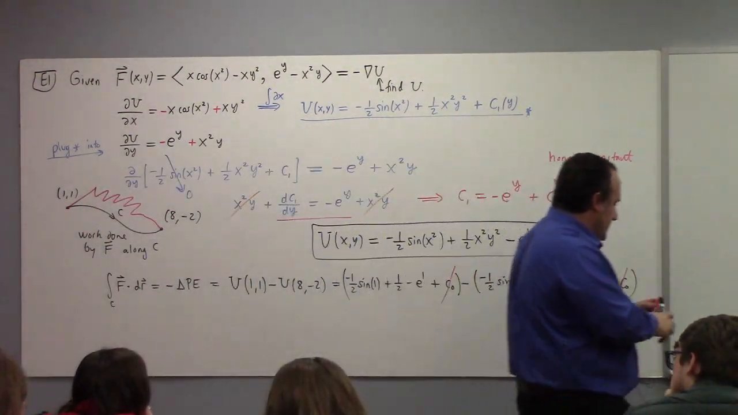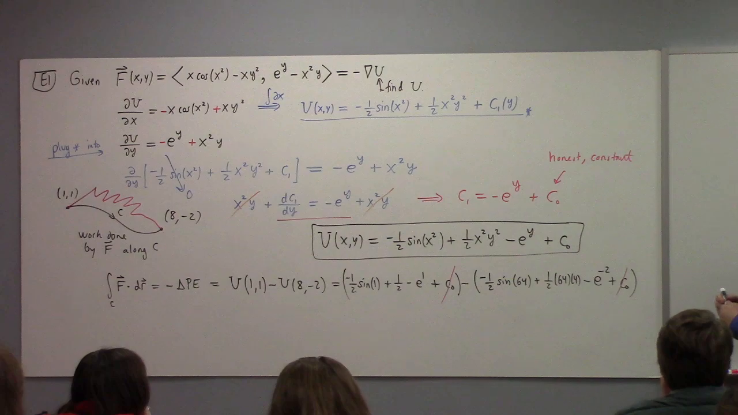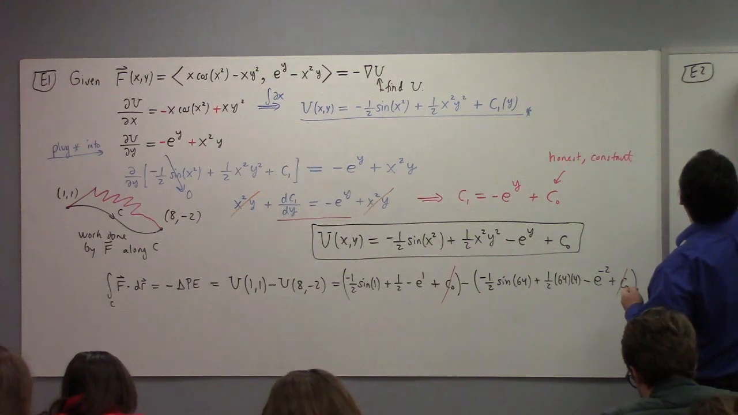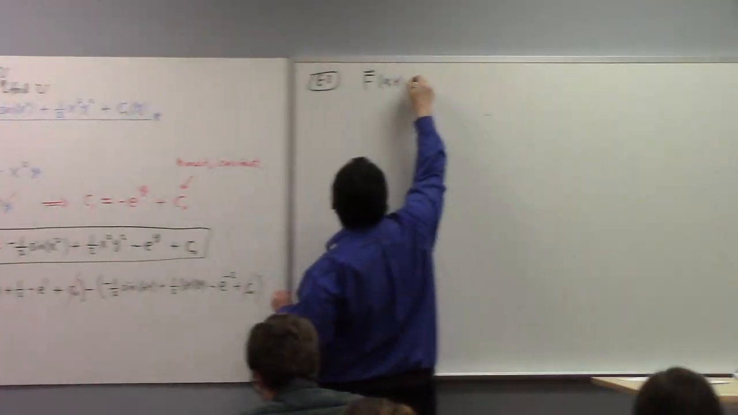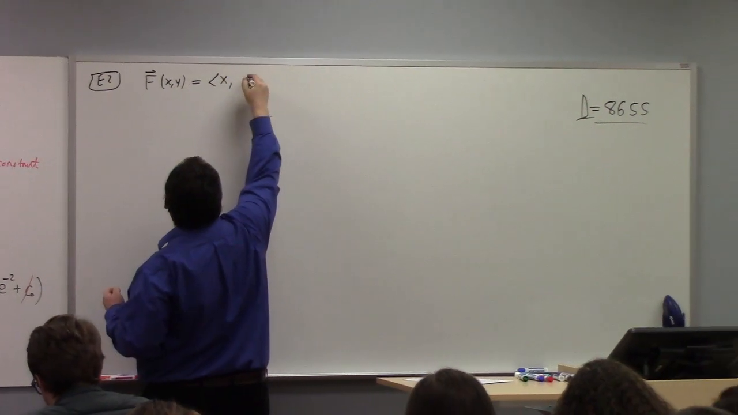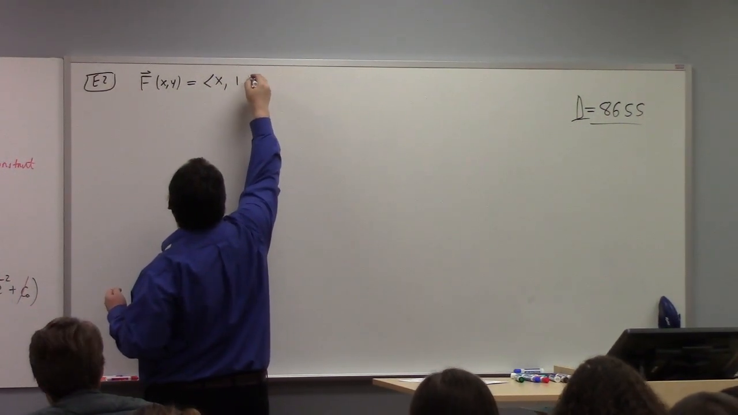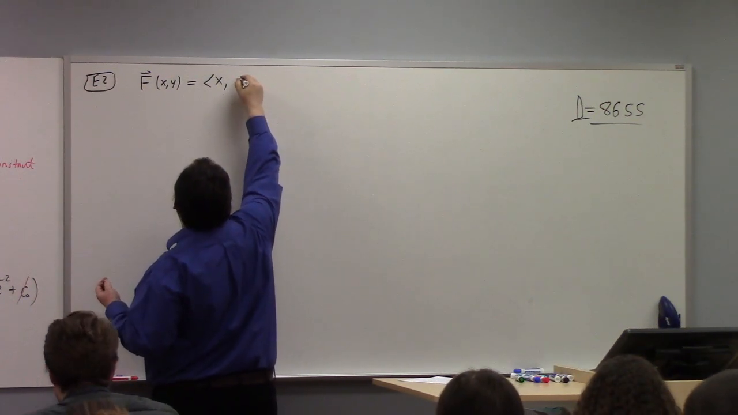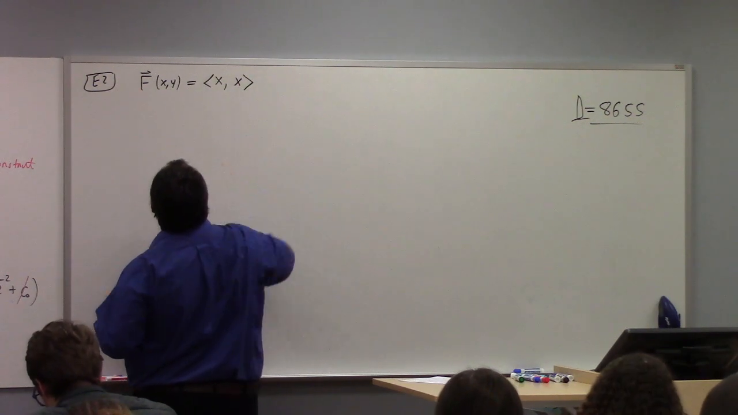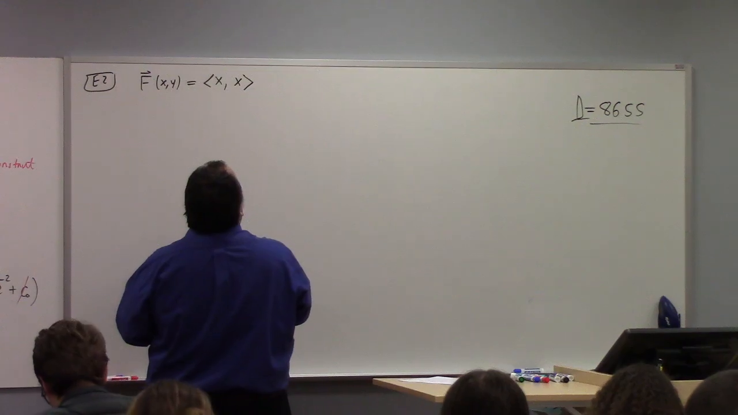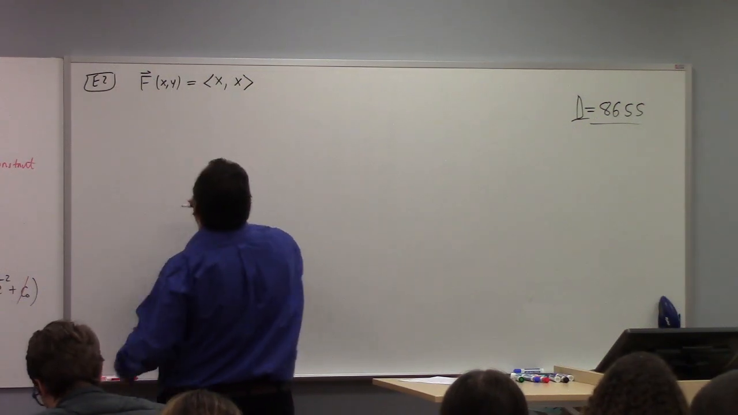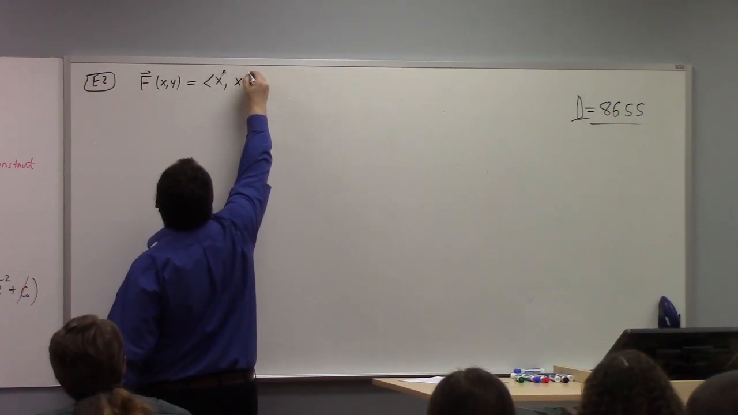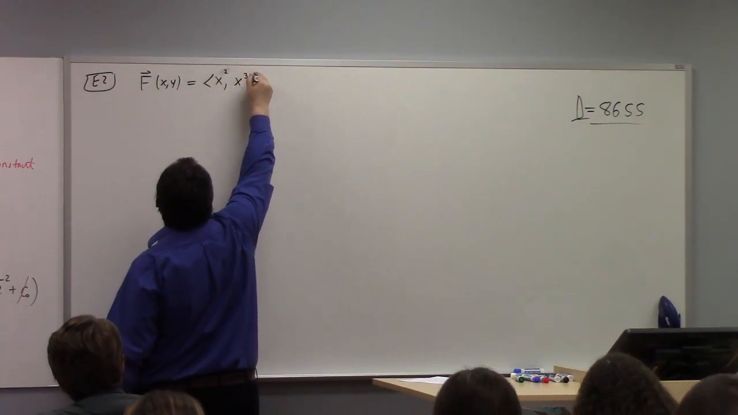Another thing. Maybe it's instructive to do one more example of this nature just to see how it doesn't work. Let's take a force field which is actually not conservative. If I do x, comma, 1, I don't think this is, well, that might be conservative. I think if I do x, comma, x, this is actually not conservative. Let me make this a little more exciting: x squared and x cubed. There, that's a little more exciting.